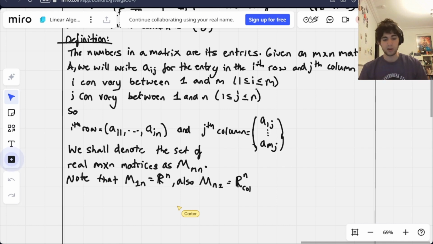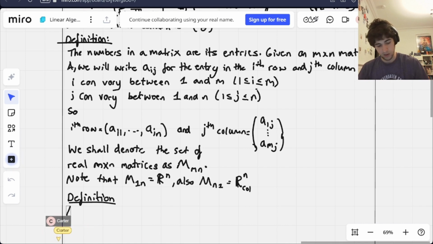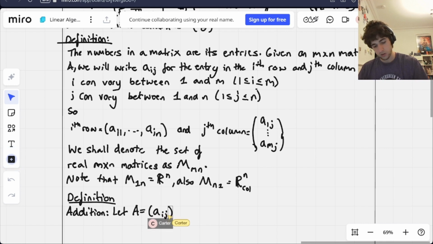Alright, so let's talk about addition of matrices. Definition. Here we have the addition of matrices. We're going to say let capital A equal, using shorthand, the brackets aij. Effectively this is going to be an m by n matrix, so m rows and n columns.